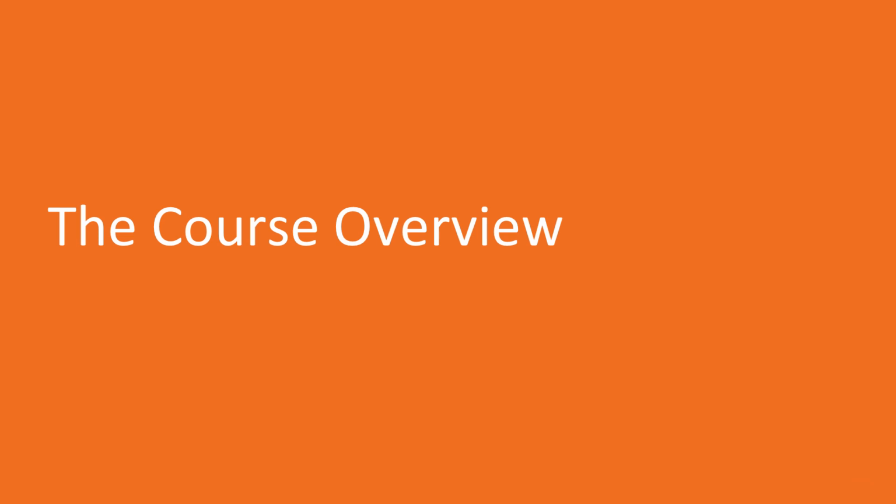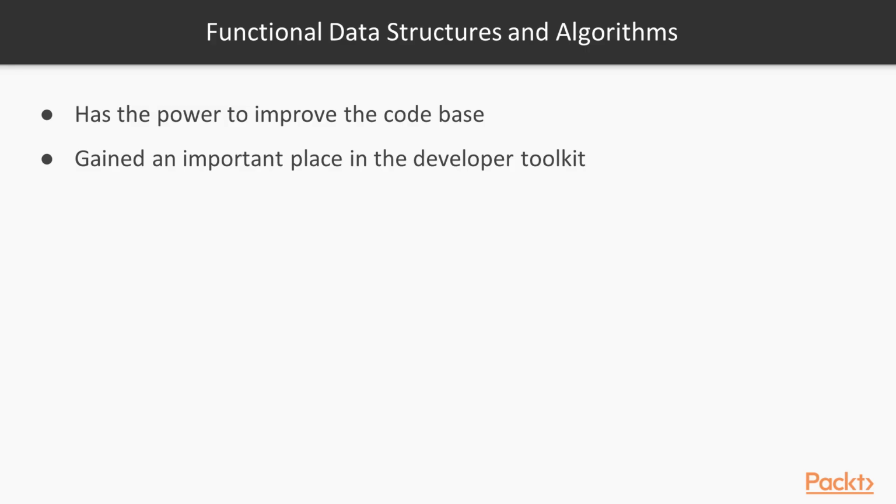Now let's talk about the functional data structures and algorithms. So, functional data structures have the power to improve the code base of an application and improve efficiency. With the advent of functional programming, and with powerful functional languages such as Scala, Clojure, and Elixir becoming part of important enterprise applications, functional data structures have gained an important place in the developer toolkit.